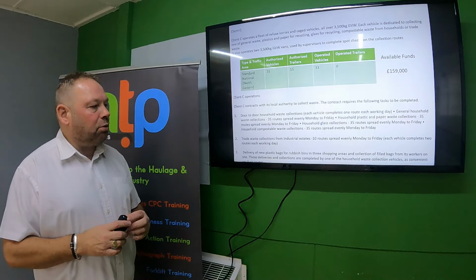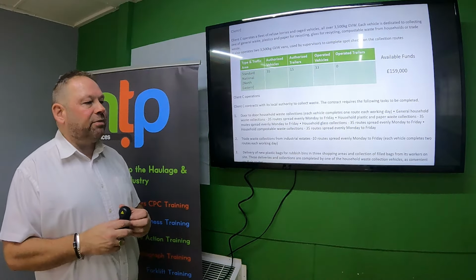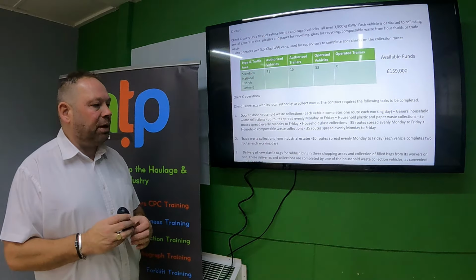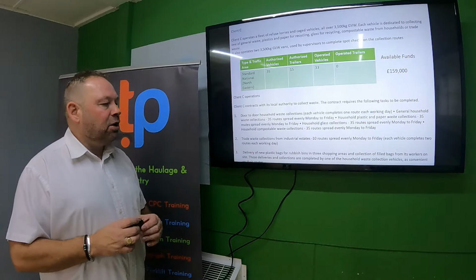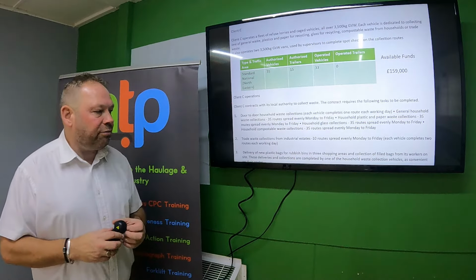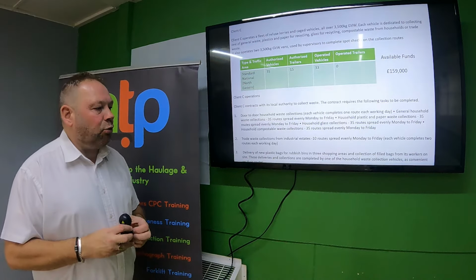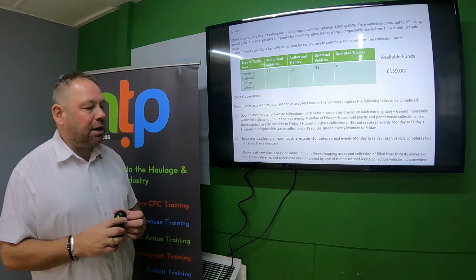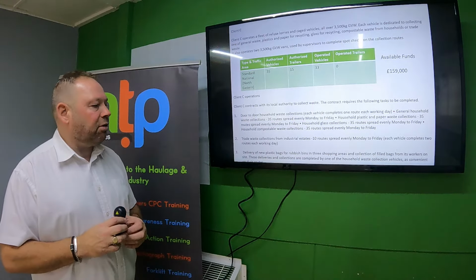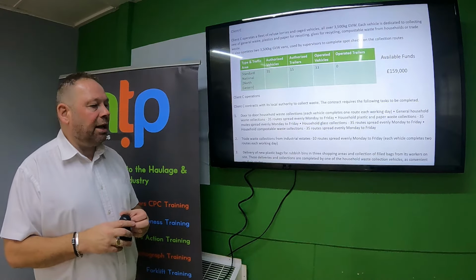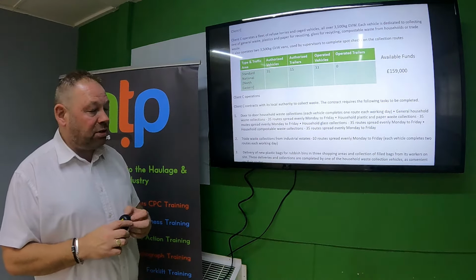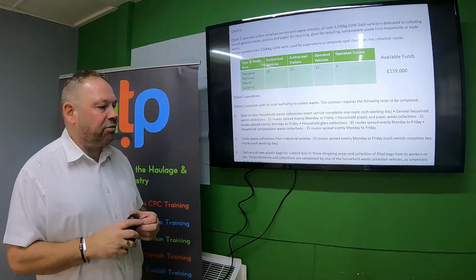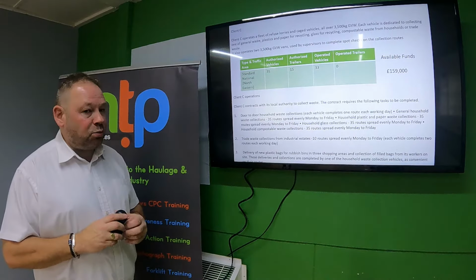Client C operations. Client C contracts with its local authority to collect waste. The contract requires the following tasks to be completed. Door-to-door household waste collections. Each vehicle completes one route each working day. General household waste collections, 35 routes spread evenly Monday to Friday. Household plastic and paper waste collections, 35 routes spread evenly Monday to Friday. Household glass collections, 35 routes spread evenly Monday to Friday. Household compostable waste collections, 35 routes spread evenly Monday to Friday. Trade waste collections from industrial estates, 10 routes spread evenly Monday to Friday. Each vehicle completes 2 routes each working day.